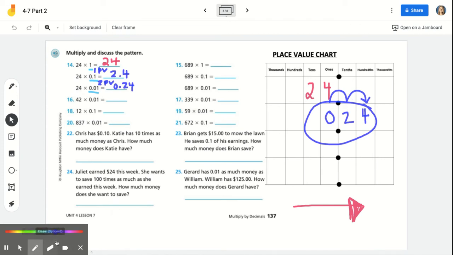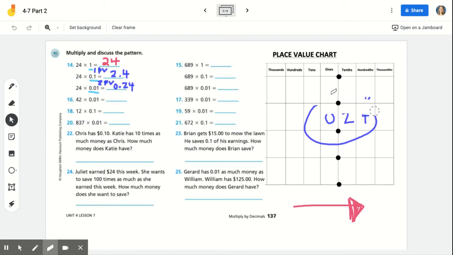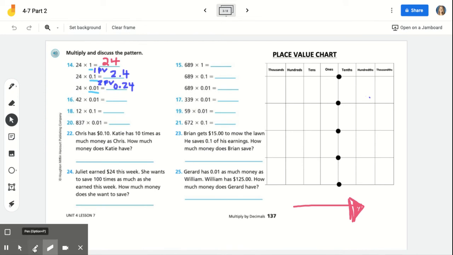Let's skip down to number 16. And then I'm going to encourage you guys to try some of these out on your own in just a bit once we get some more practice in. So erase your place value chart. Let's take a look at number 16, 42 times 100th. First step in our place value chart, let's write 42. That's the factor we're starting with.